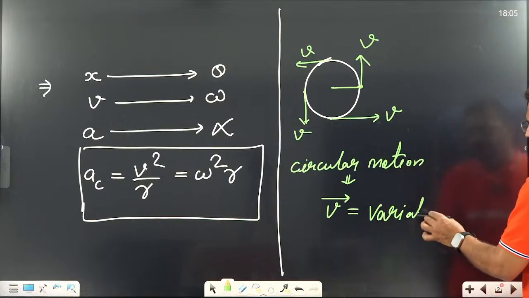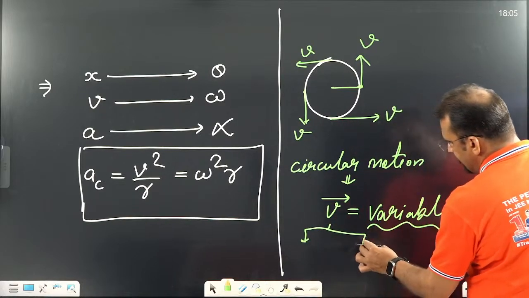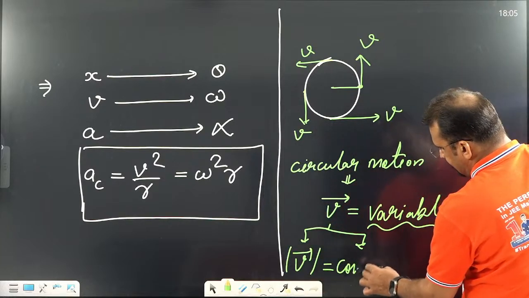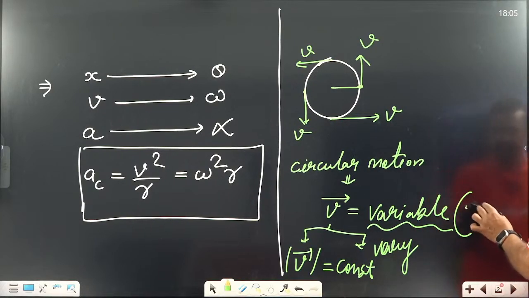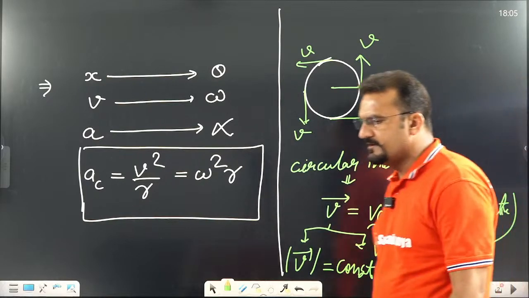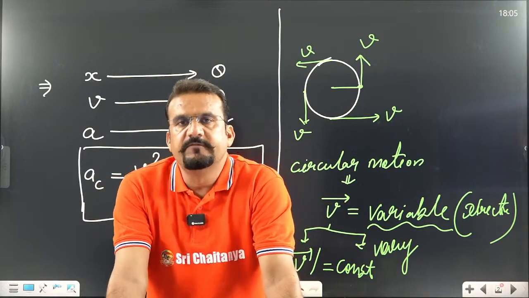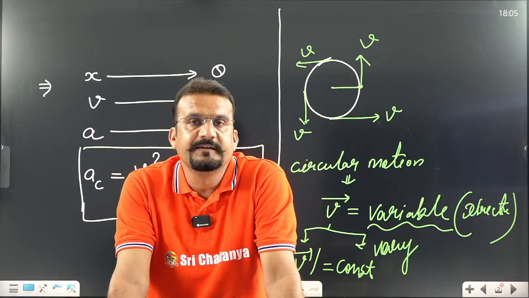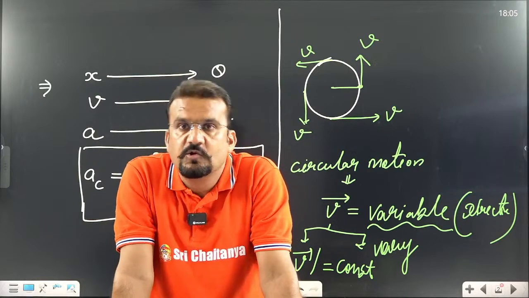Variable not by magnitude, because velocity has two parameters. What is that? One is magnitude, one is direction. Magnitude is constant in this condition, but direction always varies. That means due to direction, velocity is always variable, and this is the favorite question of the examiner to ask. What is that question? Circular motion cannot be executed with uniform velocity. Very important. Now the point comes: whenever speed is constant, that is called uniform circular motion.